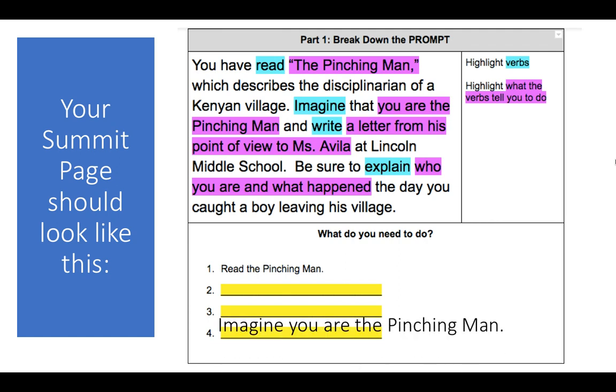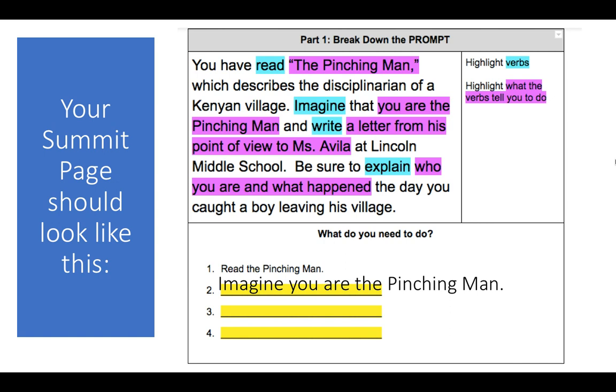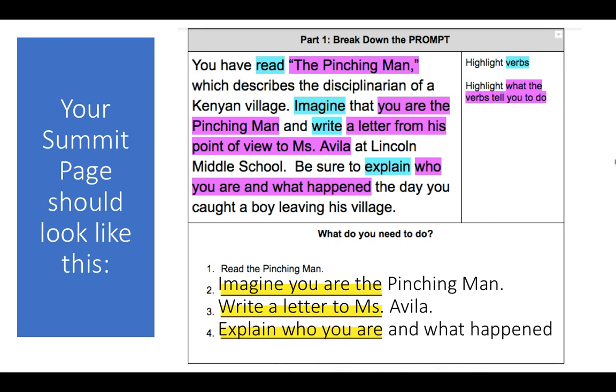Next, you need to imagine you are the Pinching Man. You are going to write a letter to Miss Avila from his point of view. That means you're writing as if you are the Pinching Man. And finally, you're going to explain who you are and what happened in the story.